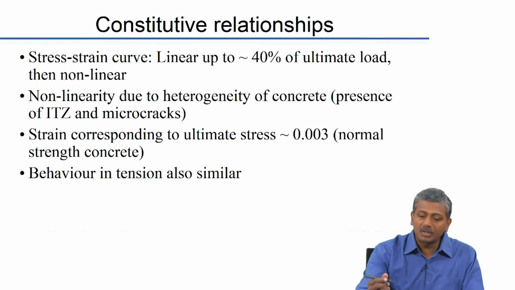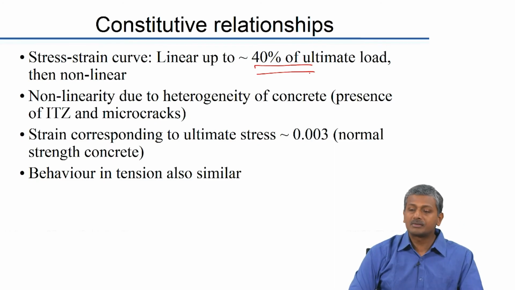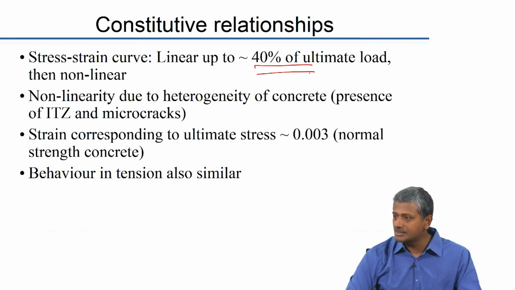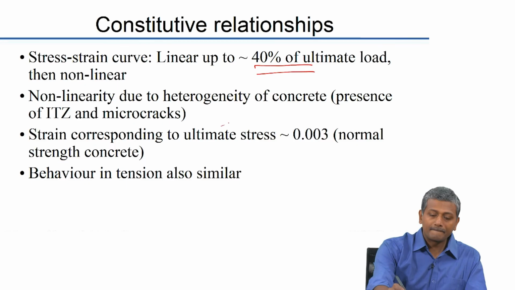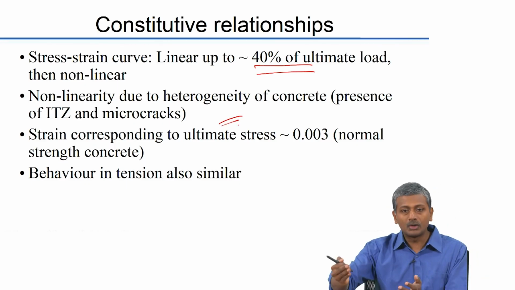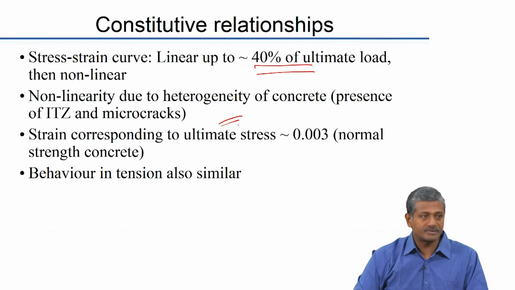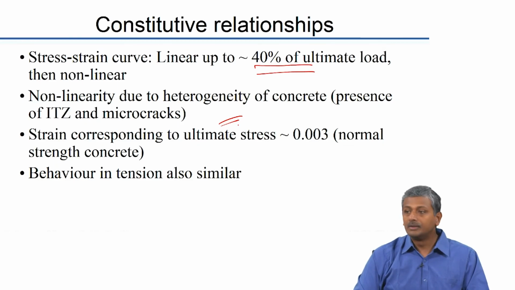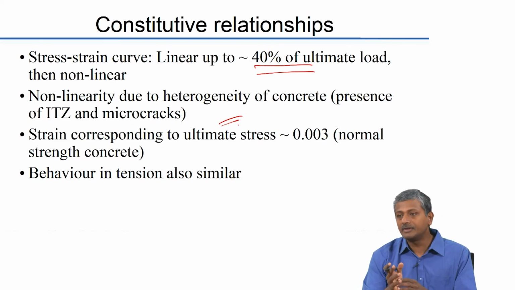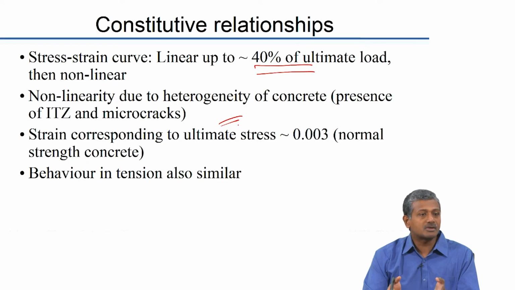Okay. So, up to 40% of the ultimate load, the stress to strain relationship of concrete can be assumed to be mostly linear. But even there is non-linearity primarily because of your interfacial cracking that happens. Okay. Then non-linearity of course is throughout your stress strain diagram primarily because of the heterogeneity. Then strain corresponding to ultimate stress is typically taken at 0.003 for design purposes or 0.035. The behavior in tension in terms of the shape of the stress strain graph is also similar, but the failure strain will be much lower as opposed to the failure strain in compression.